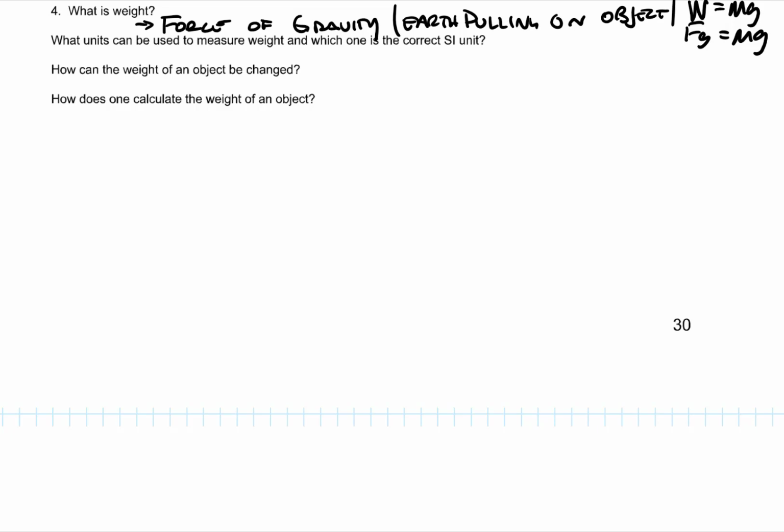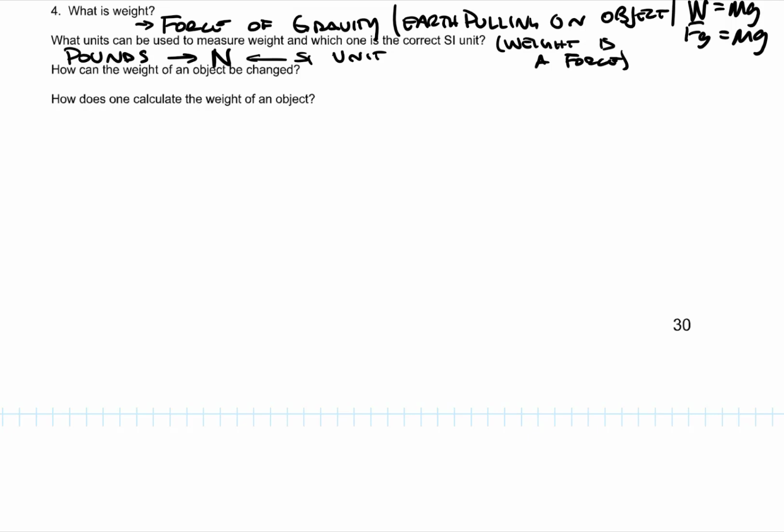What units can be used to measure weight? Well, definitely newtons, but sometimes pounds. But the one that we use in science is newtons. That's the SI unit. And we need to remember that weight is a force. It is not mass. You can't use kilograms to describe weight.